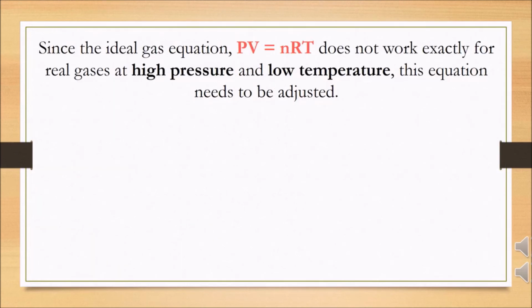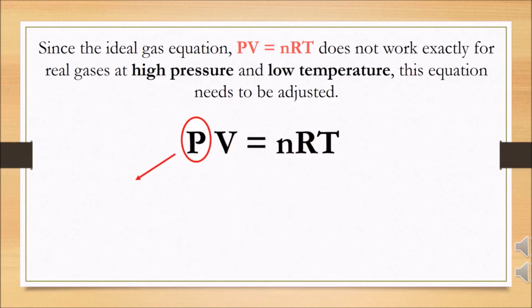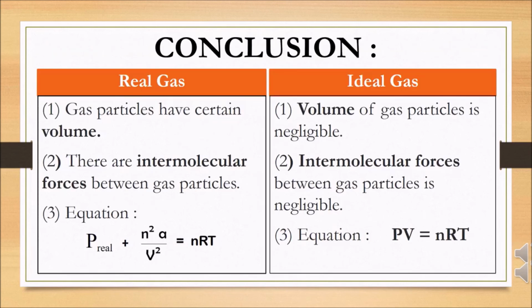Since the ideal gas equation, PV equals nRT, does not work exactly for real gases at high pressure and low temperature, this equation needs to be adjusted. The conclusion for real gas and ideal gas.